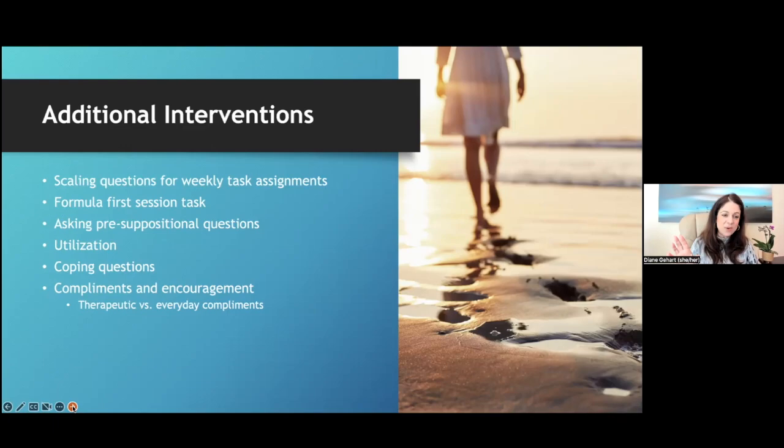And just knowing the difference between compliments and encouragement that is therapeutic versus an everyday compliment. Oftentimes I think when people hear about solution focus, they mistakenly think they're little cheerleaders: oh my God, it's so awesome, I love that you did that, I'm so proud of you. That is not what I would call a therapeutic compliment.